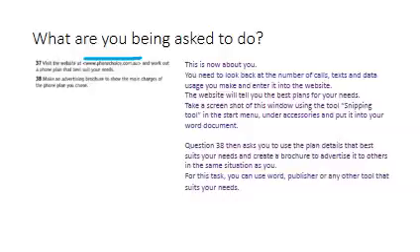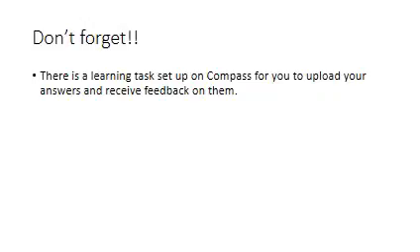Okay. Just a reminder that there is actually a learning task set up on Compass for you to upload your answers and get feedback on them. I suggest you do that because it's the best way to learn, and it's a good habit for next year when we're going to be using this even more.